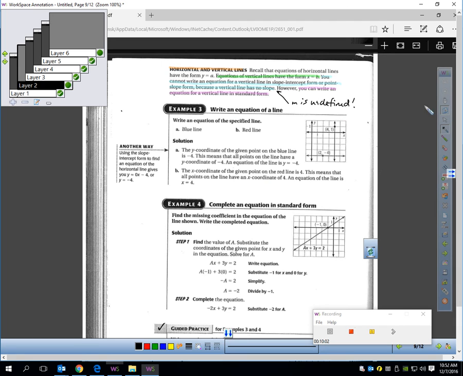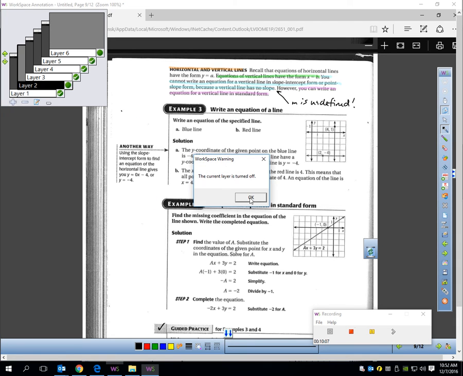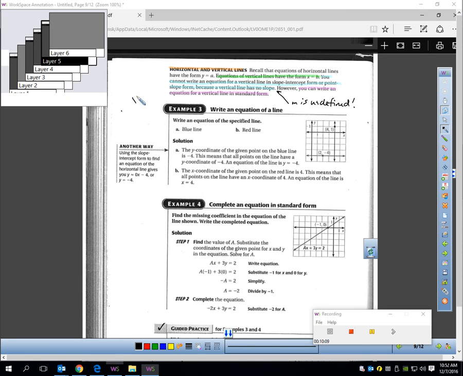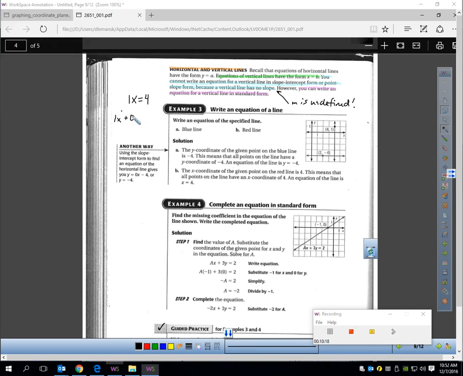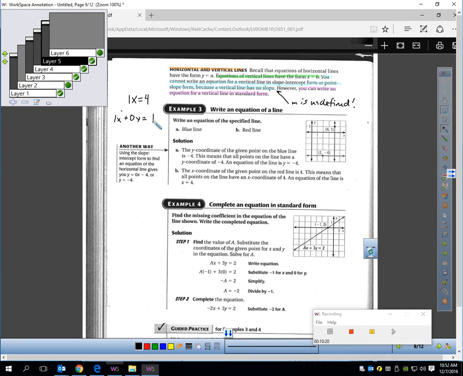So let me write out what I had again. I had x equals 4, and you might be thinking, well, wait a minute, how is x equals 4 standard form? Well, it is, because here's what you really did. You have 1x plus no y's equals 4. Can you see how that's standard form? I didn't write the y because I have none. Okay, so a vertical line, when you put x equals 4, you actually wrote an equation in a simplified version of standard form.